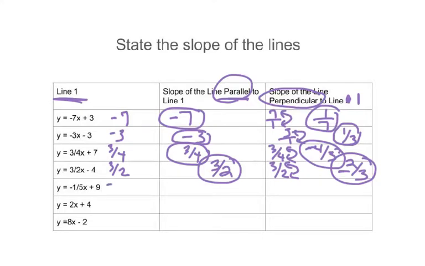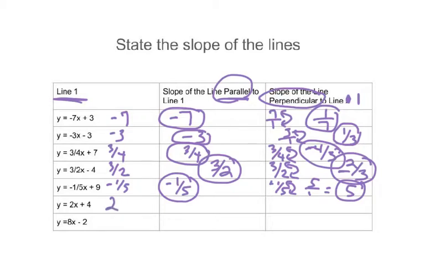The next slope is -1/5. So parallel slope is exactly the same. For the perpendicular slope, I flip it over, so that's 5/1 or 5. And since this is a negative, this slope will be +5.